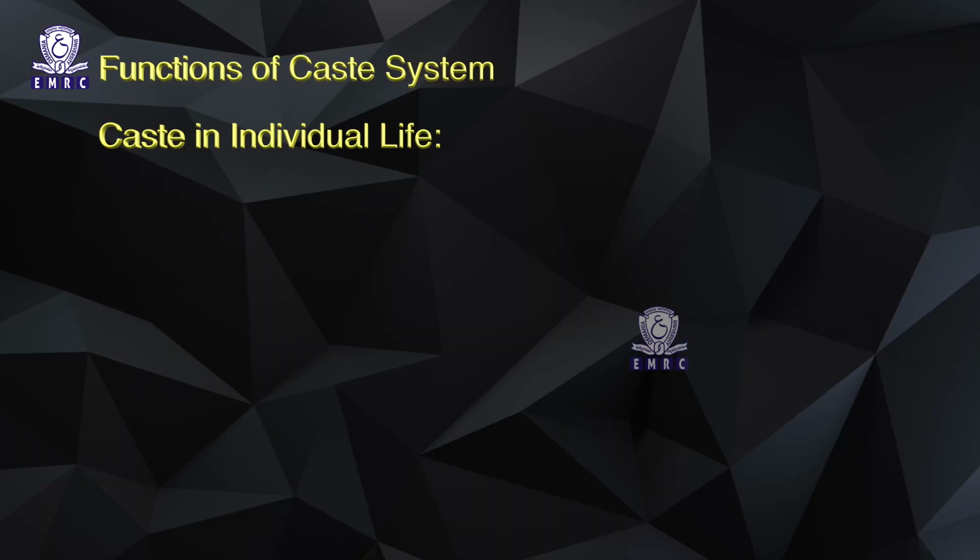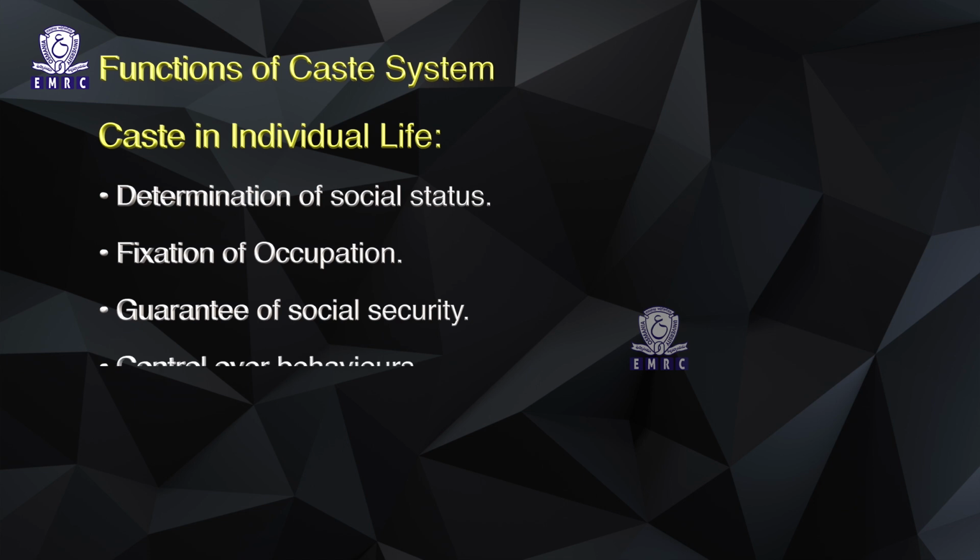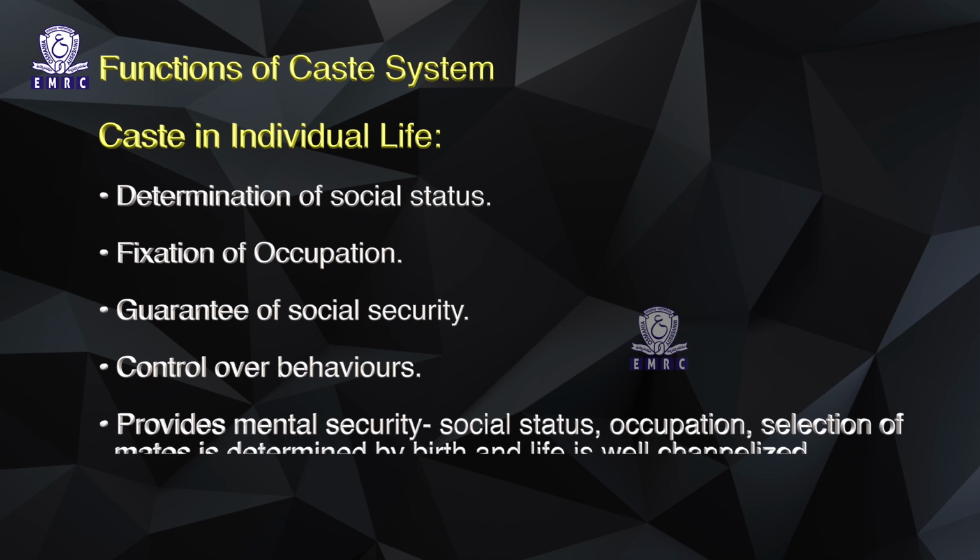Now let us try to discuss about functions of caste system. Caste system plays significant role in the life of an individual, community and in the development of social order. With specific reference to individual life, caste helps in determination of social status, fixation of occupation, it guarantees social security and whole caste comes forward for help, there is control over behaviors, it provides mental security, social status, occupation, selection of mates is determined by birth and life is well channelized.